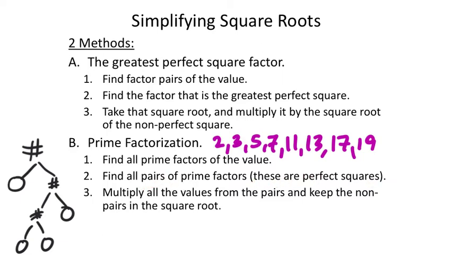And when we do those, we're going to pull them out. We're going to take the square roots of those, and then we'll multiply all the values from the pairs and keep the non-pairs in the square root. Again, this probably doesn't make sense because we've never seen this process before, but I do hope it will make sense as we go through it. So I'm going to do these problems twice so that you can see both methods, and then you just choose which one you like the best.